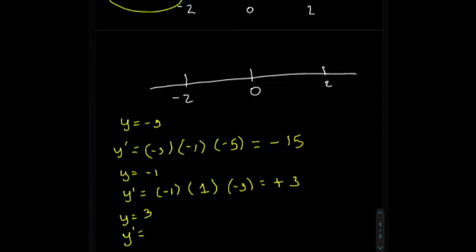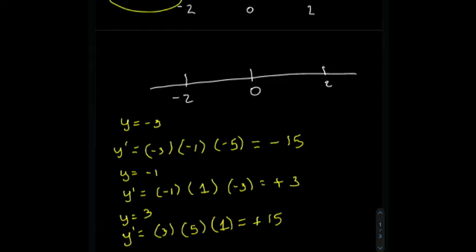Then let's find y prime. So y prime will be 3, 5, and then we have 1. So we see that this is also +15. And as I mentioned before, you don't need the actual values, all you need is the signs.